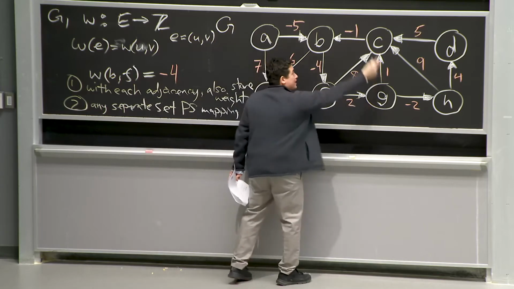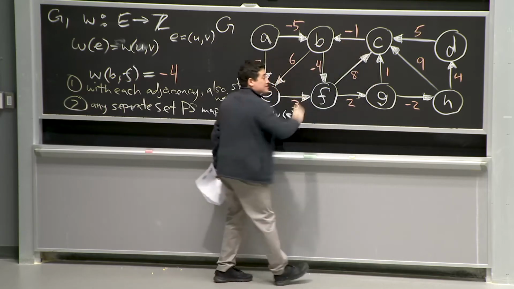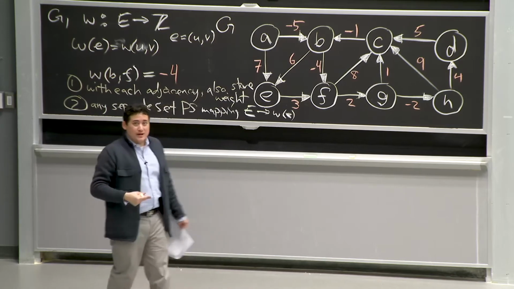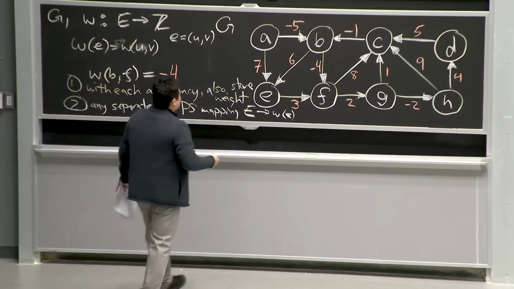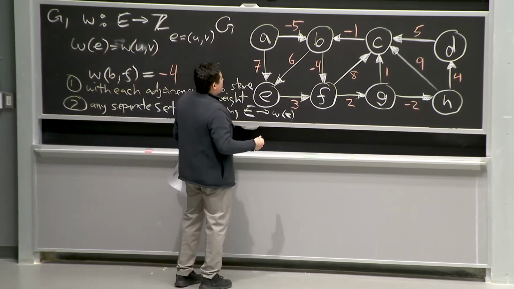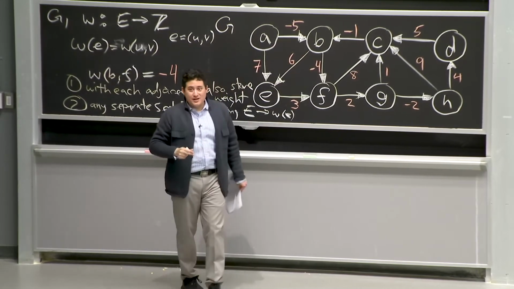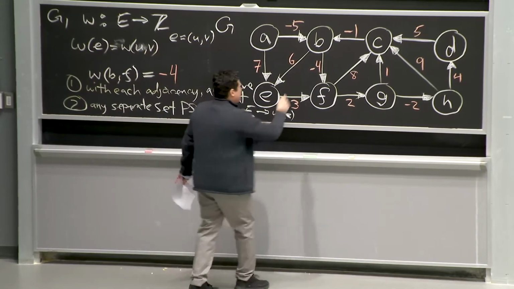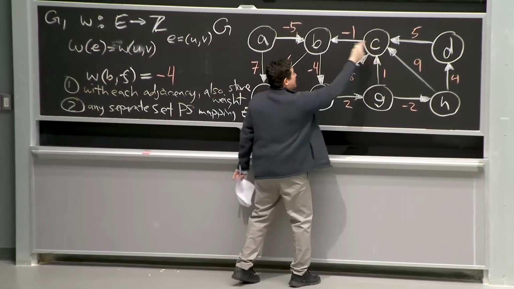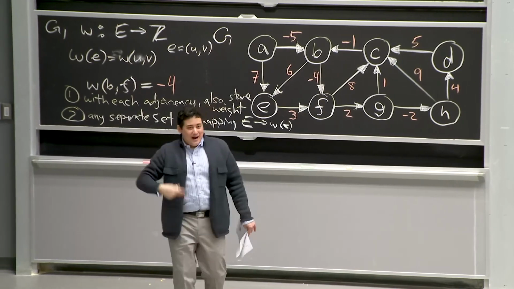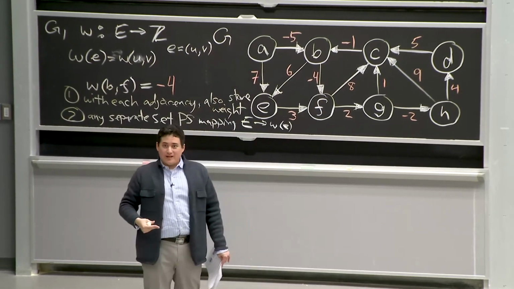So that total cycle has a cycle weight of -2, right? This is a negative weight cycle. So if I wanted to get to B, I could go there via this -5 weight edge. But every time I circled around this cycle, I incur -2 to my path weight, right?